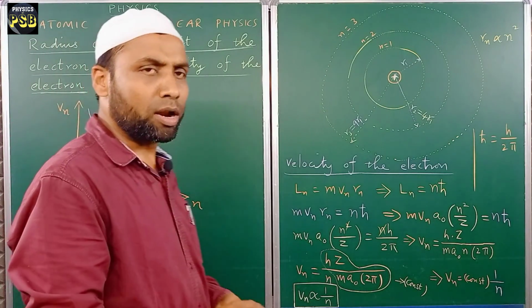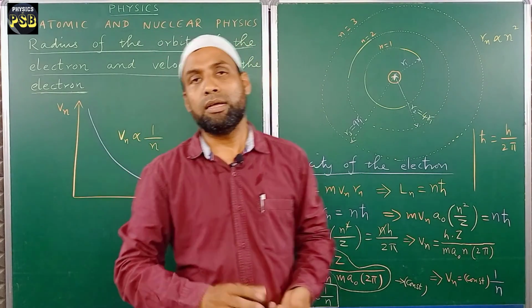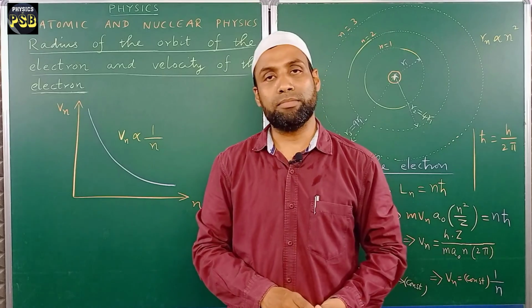So that's all about the velocity of the electron and the radius of the orbit in Bohr's atom.